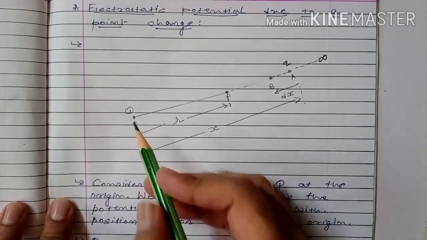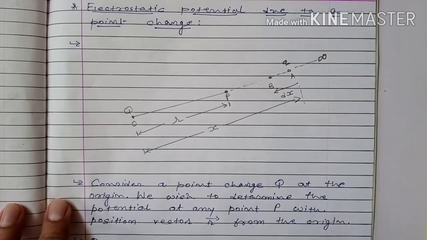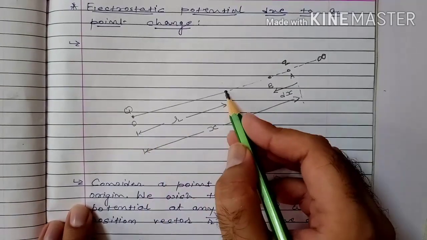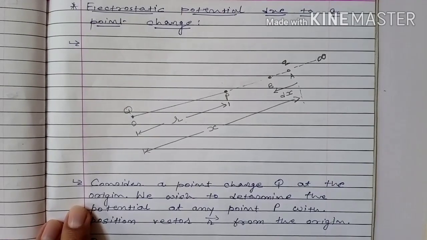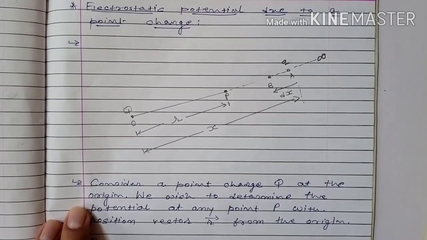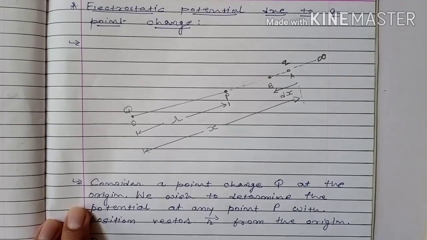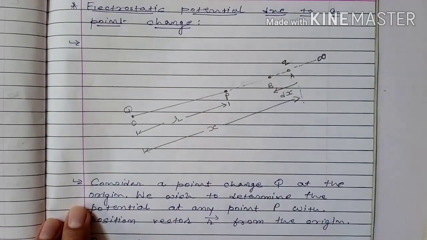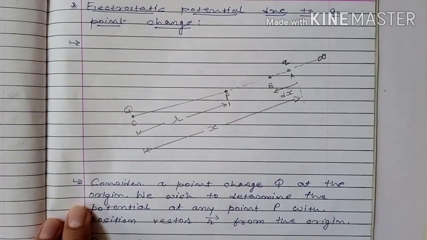Here I am considering one point charge at the origin, and we want to obtain the electrostatic potential at point P, which is at a distance r from the origin. To obtain electrostatic potential, according to the definition, we have to bring a unit positive charge from infinity to the given point.